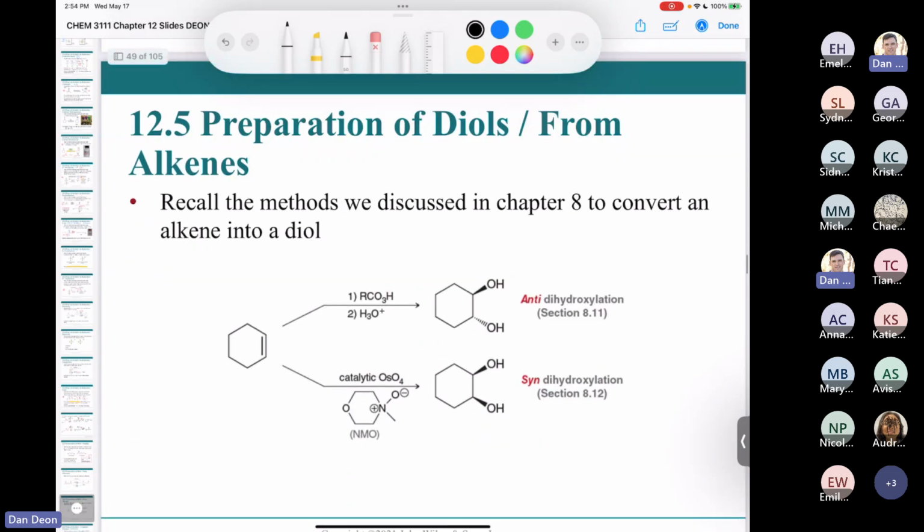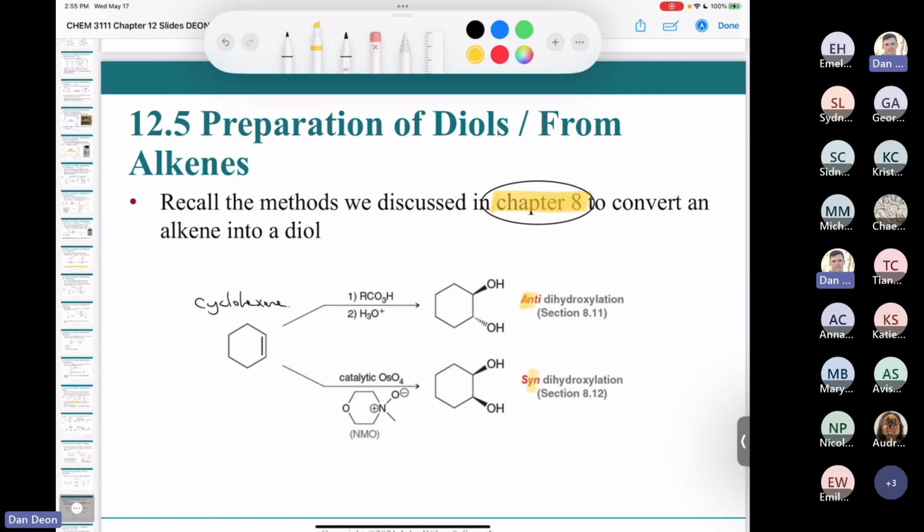But of course, way back in chapter 8, we learned how to make a diol from an alkene. So we started with something like cyclohexene, and we could either treat it with MCPBA followed by aqueous acid to make a trans diol, so that proceeds via anti-dihydroxylation, or we can use a catalytic amount of osmium tetroxide and NMO as our co-oxidant to do a syn dihydroxylation. So this is review, right? This is chemistry from chapter 8, good old alkene chemistry.